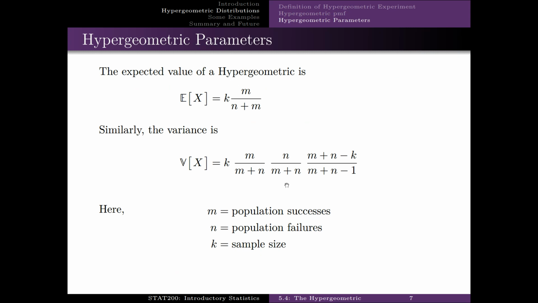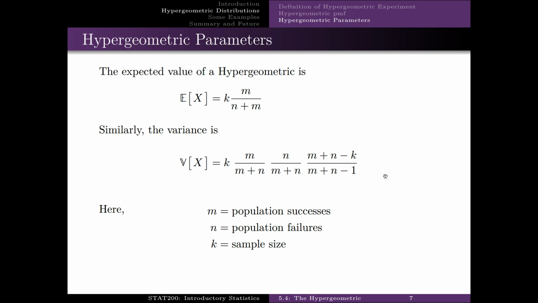Expected value of a hypergeometric does not need to be memorized. You've got this in your notes, so make sure you know where you can locate it. It's just k, your sample size, times p, the probability of a success in the population. M is the number of successes, n is the number of failures, so n plus m is the population size. So this m over n plus m is just the probability of a success in the population. And k is the sample size, so it's essentially n times p, but we're using different letters.